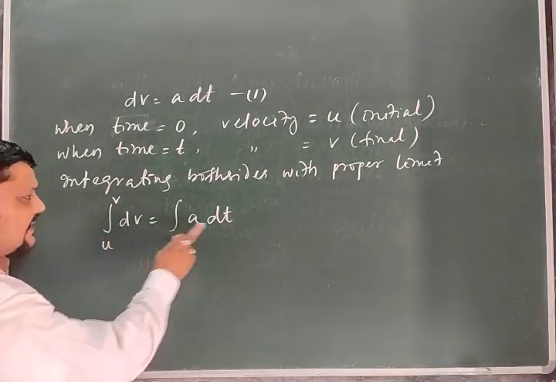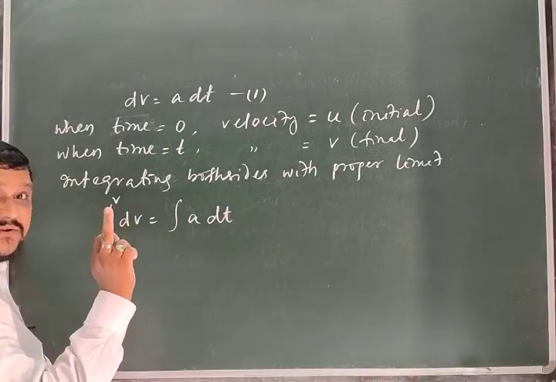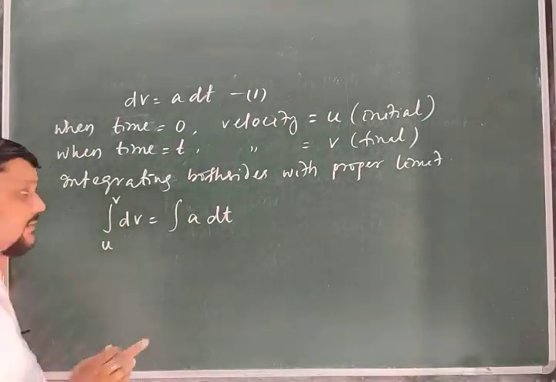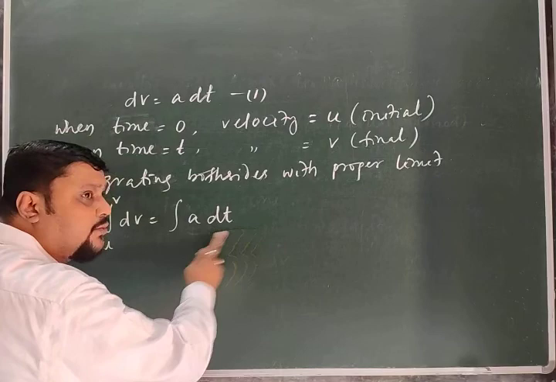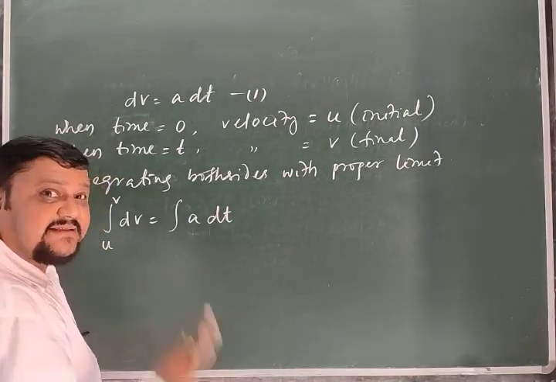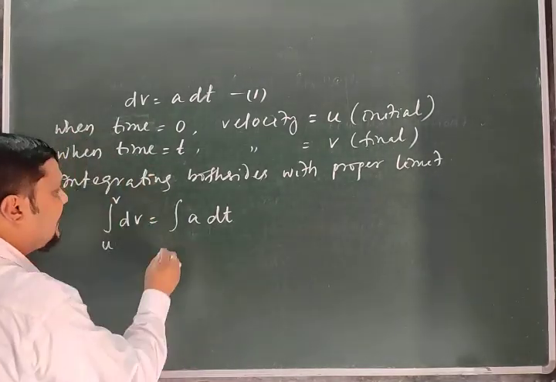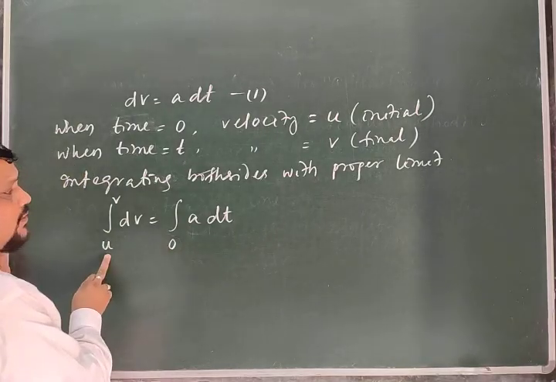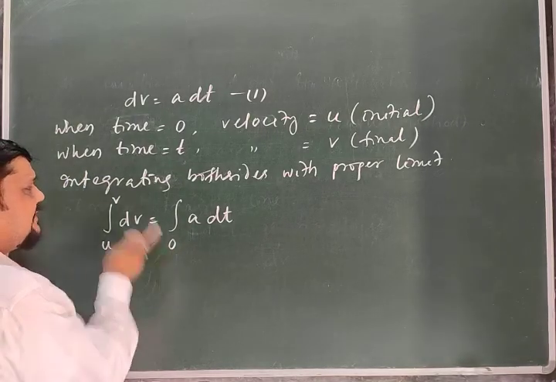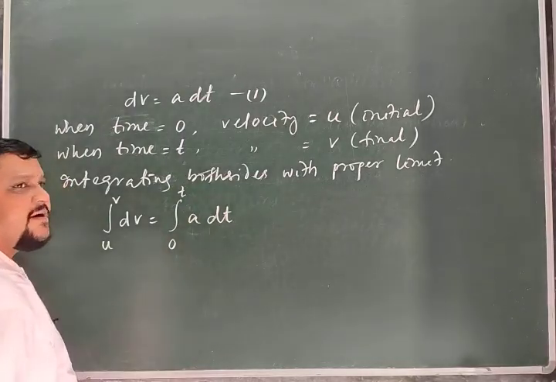Then when it is u, what is the time? Here time is variable, a is constant. So the limit should be, you should remember, for a definite integral, in this factor, which one is variable? Time is changing, acceleration is uniform. So when velocity is u, time t is equal to 0. When velocity is v, time t is equal to t. So this is the limit.